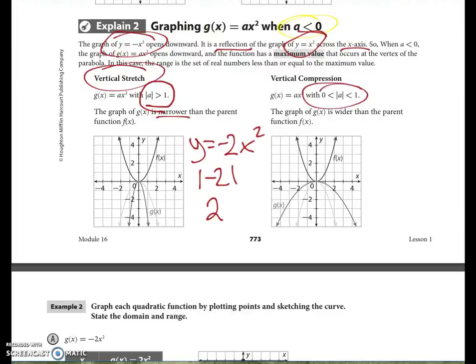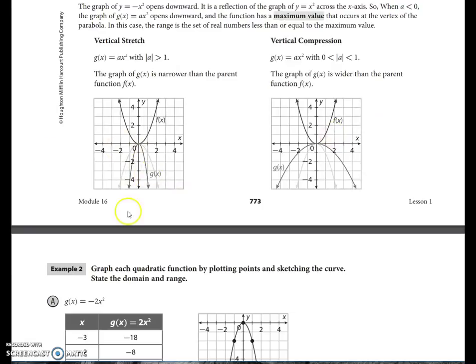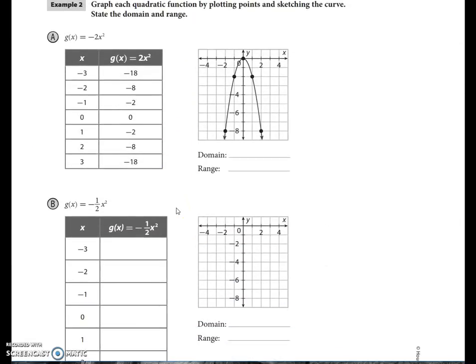And then when the absolute value of a is a number between 0 and 1, such as -1/2, then you're going to get a parabola that is wider than the parent function. Okay? All right, and so here are a couple examples that the book has here. And you can, of course, fill out the table, which would be a good idea there for part B. However, I see that the value of a is a negative 1/2 there.